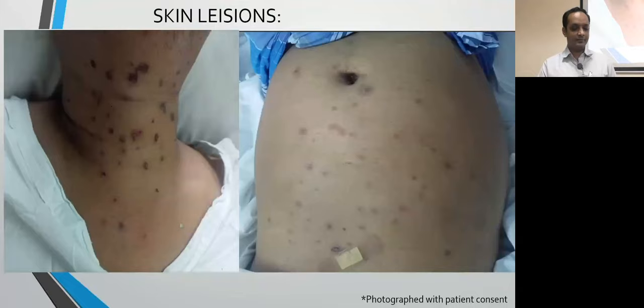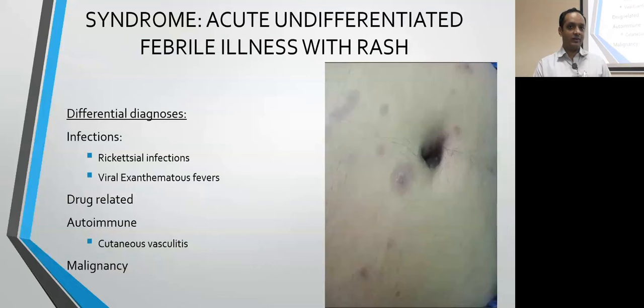Okay. Moving on. So his syndrome was an acute undifferentiated febrile illness with a rash. The only thing atypical was that there were bullae and the rash was involving the palms and soles. So the differential diagnoses initially considered were rickettsial infection because of the palms and soles. At the very beginning, before the bullae became so confluent, it was mostly a macular rash. Then the bullae developed, with viral exanthematous fevers. HSV was also considered in view of the bullous lesions. Then drug-related, as he had taken cephalosporins. Autoimmune cutaneous vasculitis was considered much lower down. Malignancy was considered the least likely. So these were the original differentials that we considered.